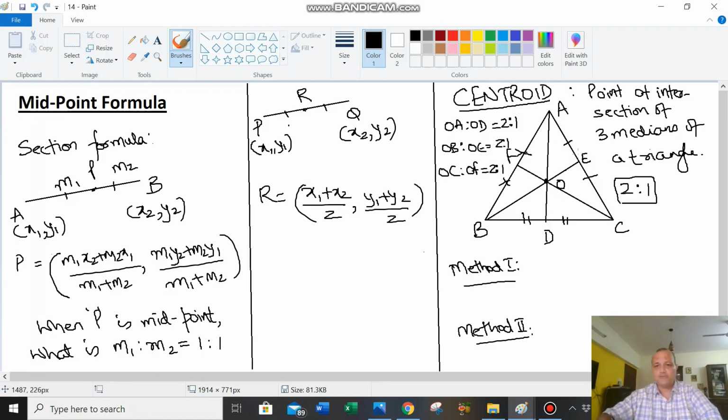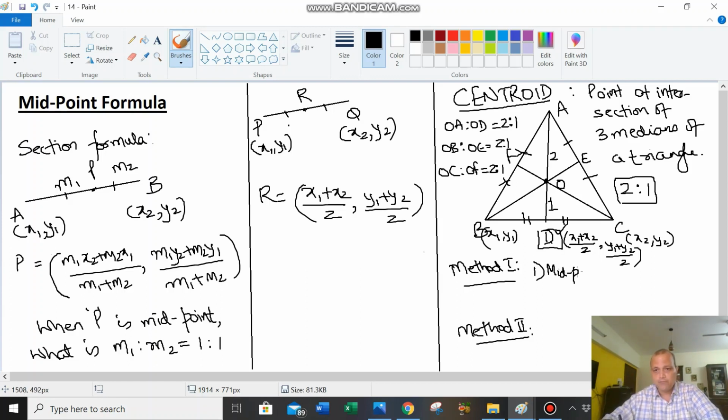Now there are two specific methods of calculating the centroid. Method 1 would be, first using the midpoint formula, calculate the coordinates of D. If this is x1, y1 and this is x2, y2, you would calculate the coordinates of D using the midpoint formula, so this would be (x1 plus x2) upon 2 and this would be (y1 plus y2) upon 2. This is how you would get the coordinates of D. Now I know that the centroid divides the median in the ratio 2:1, so the second time you will apply the section formula. First you apply the midpoint formula to get the coordinates of D and then apply the section formula with the ratio m1 is to m2 equal to 2:1, and this will give you the coordinates of O.